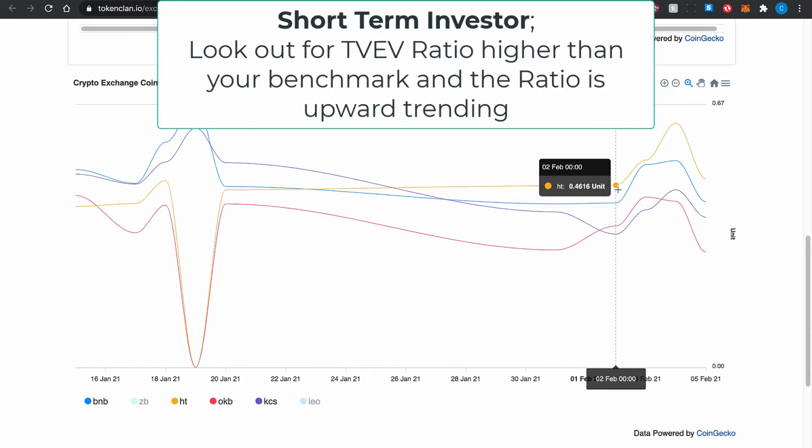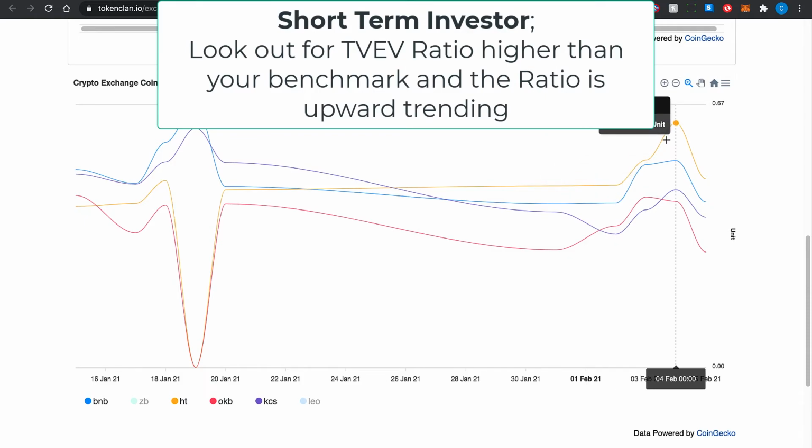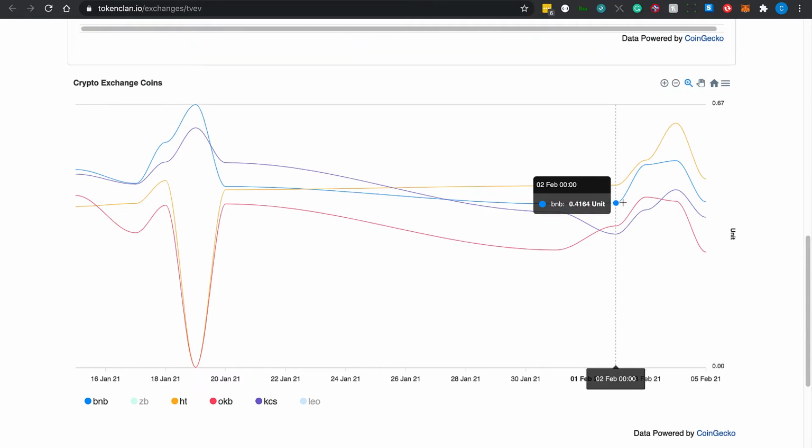And another point that you need to note is that the recent TVEV ratio trend should be increasing, which indicates momentum. So you can see from February the 2nd to February the 4th, the TVEV ratio is increasing. So there is a trend. This means that there is a momentum backing the rise of Huobi. When there is a rise in this momentum, it might likely bring forth new waves of speculators to buy more of Huobi token. So a quick recap in our example is that we have set BNB as our benchmark.